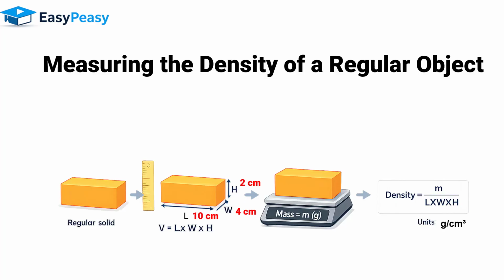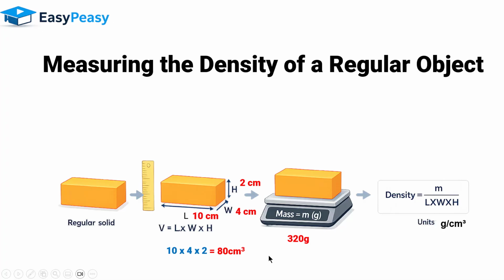And if we put it on the weighing machine, the mass will be 320 grams. Now let's find the volume. So we will multiply 10 with 4 with 2, and the answer will be 80 centimeter cube. Why do we use cube here? Because we are multiplying centimeter with centimeter with centimeter 3 times. That's why we are putting centimeter cube here.